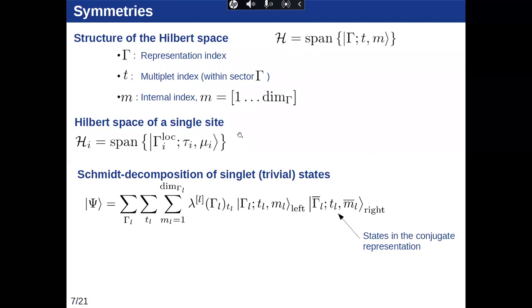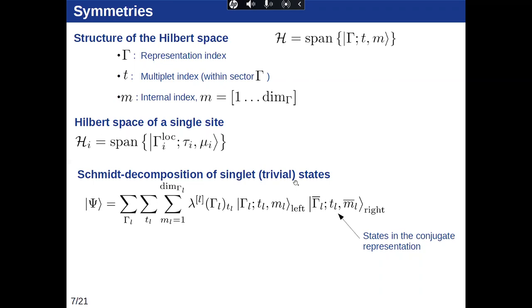And now here comes an important point. If I have a singlet state, where singlet means that the total state is in the trivial representation of my symmetry group, then it can be shown that the Schmidt decomposition results in Schmidt states that belong to a well-defined representation. So the Schmidt states also form multiplets, and the Schmidt weights, the Schmidt values, are degenerate within such multiplets. But it is important that this is only true for singlet states.